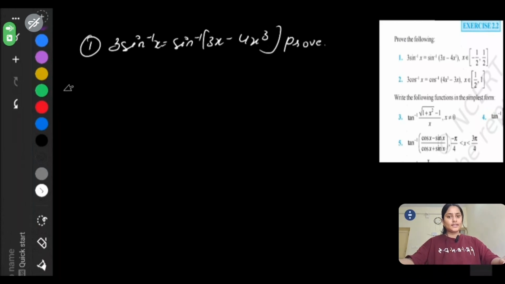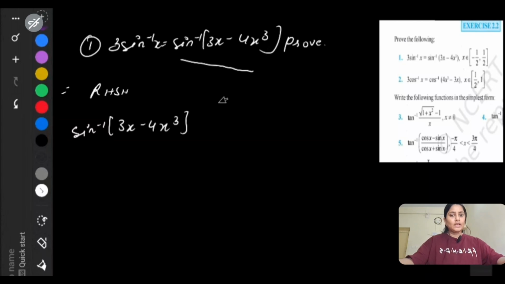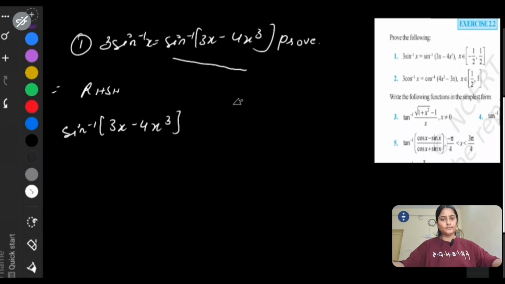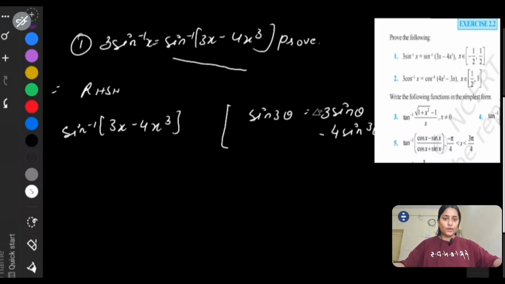So first let us take the RHS side. RHS side from here, this part which is sine inverse of 3x minus 4x cubed. So we know one formula which is sine 3 theta is equal to 3 sine theta minus 4 sine cube theta, right? And this formula we will use in this equation.